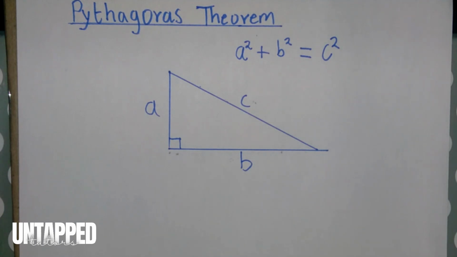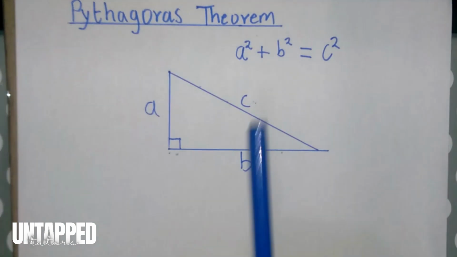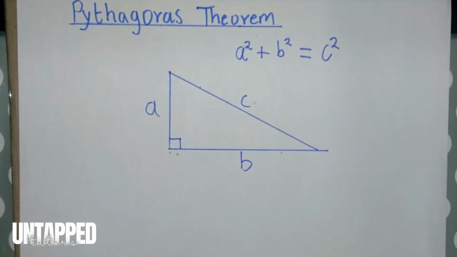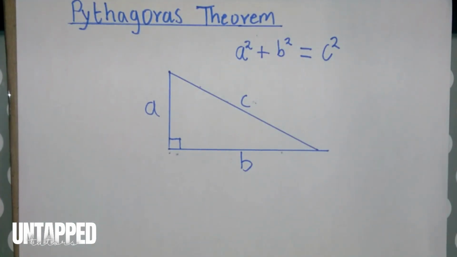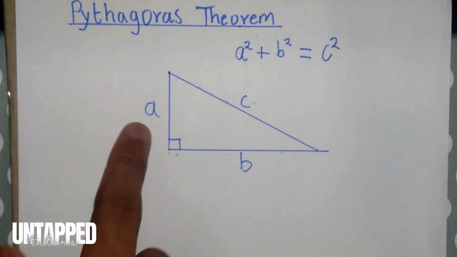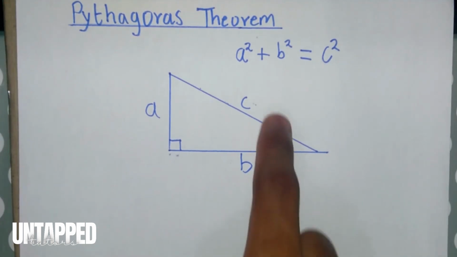We are going to talk about the Pythagoras theorem. It says a squared plus b squared is equal to c squared. So now it works on a right angle triangle. As you can see, we have a right angle triangle. We have a, b, and c.